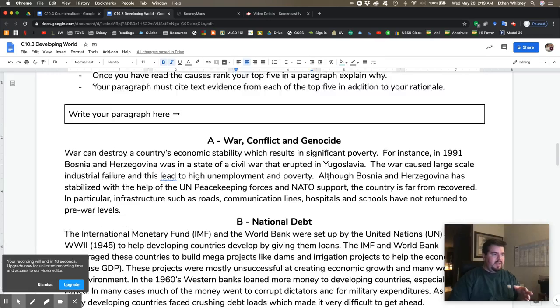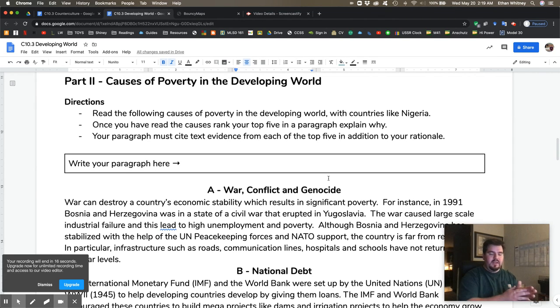20 seconds left. It's pretty simple, right? You use your opinion, find a connecting quote to it. All right. Should be able to use text evidence at this point in your education.